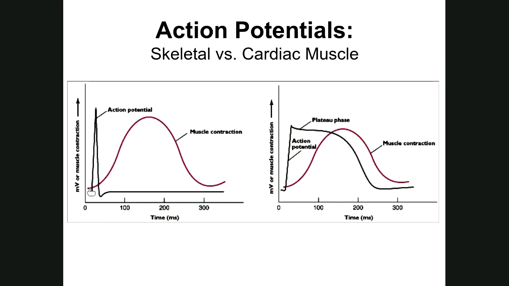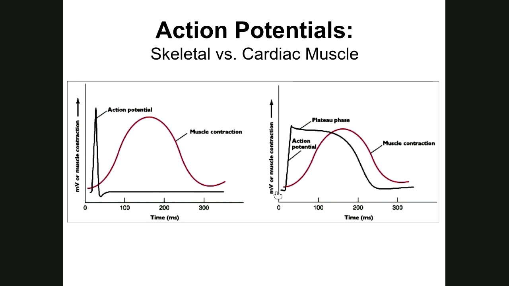If you focus for just a minute on the red line that you see right here, this is a line representing tension being generated by the muscle. And you'll notice that following that action potential, or that electrical signal that tells the muscle to contract, we have tension being generated, and we see the muscle contracting in response to that. If you look over here on the right side of our diagram, this is the action potential for cardiac muscle, and you'll notice that it's a little bit different. So ignore for a minute this red line.